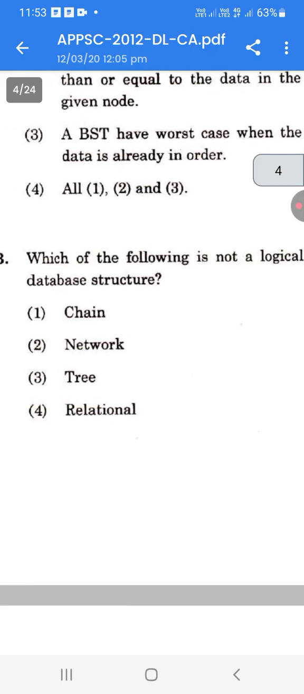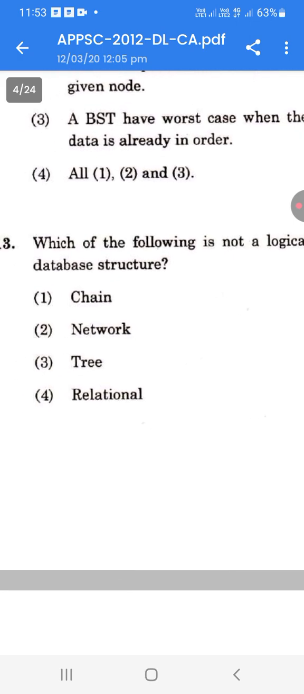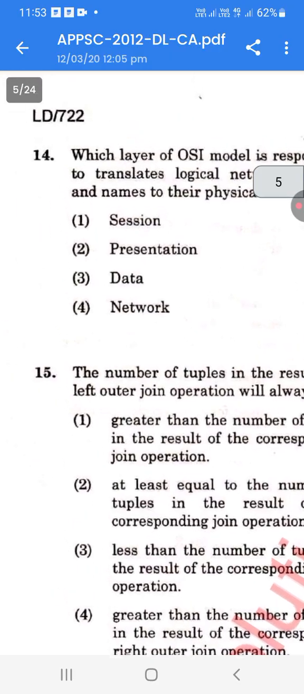Which of the following is not a logical database structure? 13th one, chain. Chain is not a logical database structure. Network is a database structure. Tree is a database structure. Relational is a database structure.